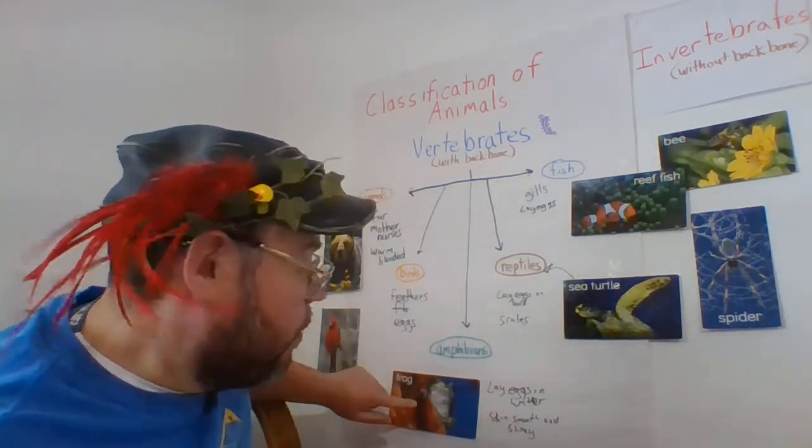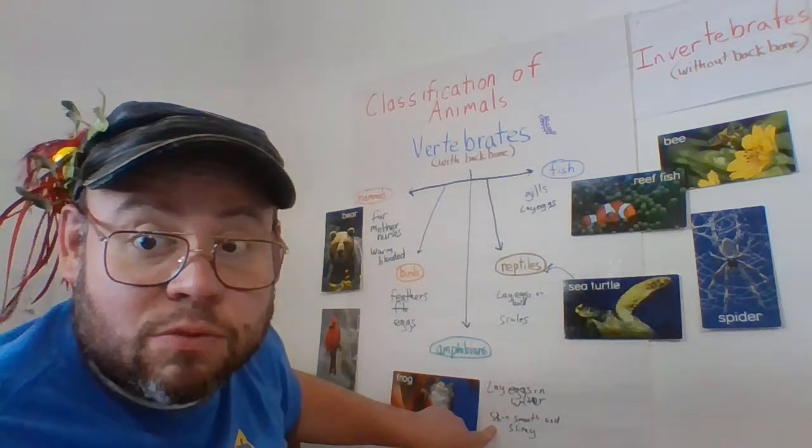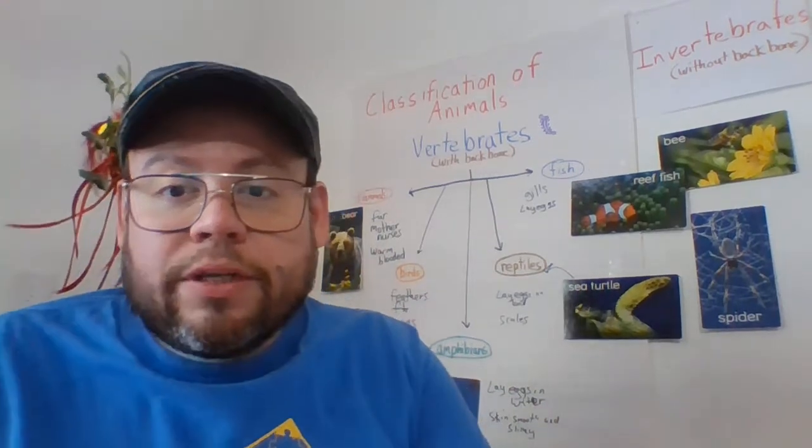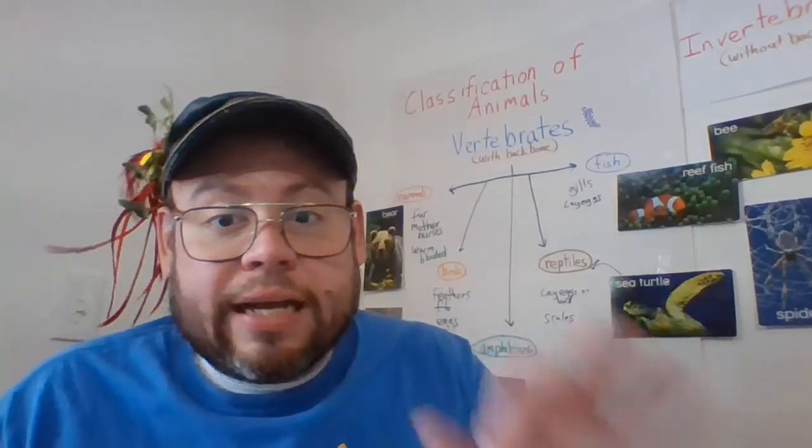Amphibians lay eggs in the water, and their skin is smooth and slimy. Okay, and they're also cold-blooded. So these are the different kinds of animals and how we classify them. So we can classify them in 5 different ways.